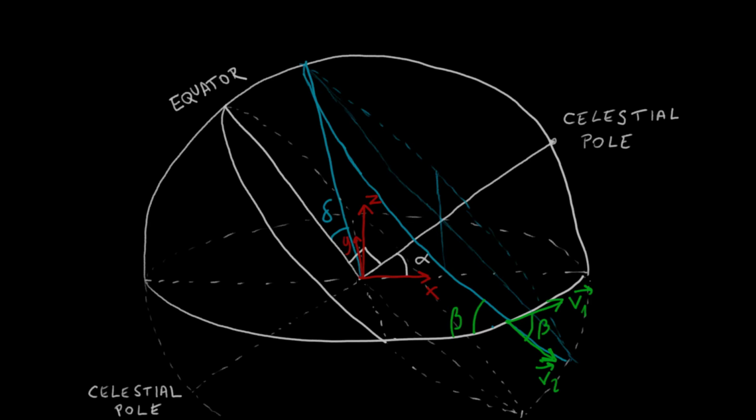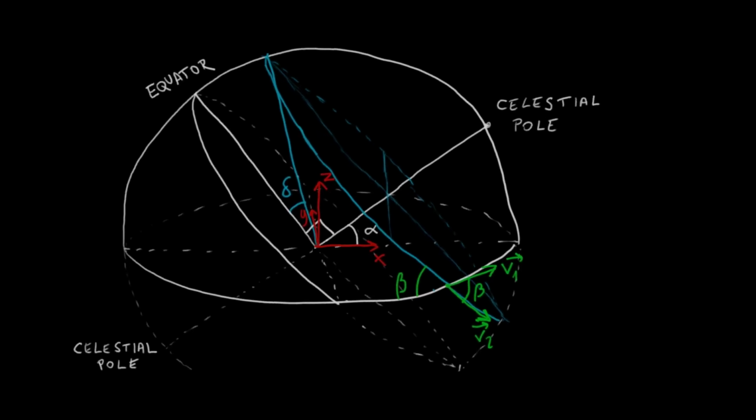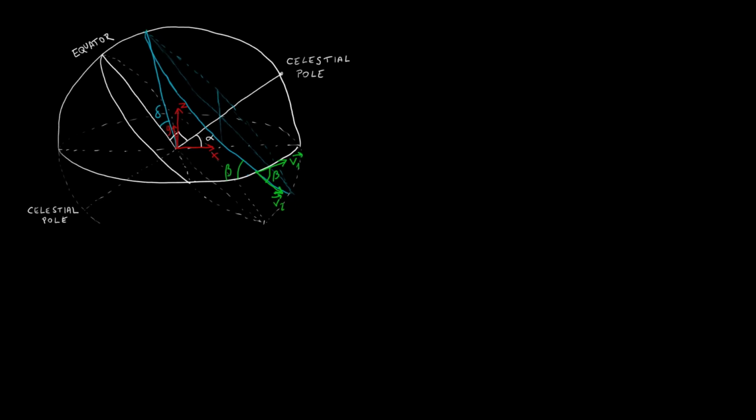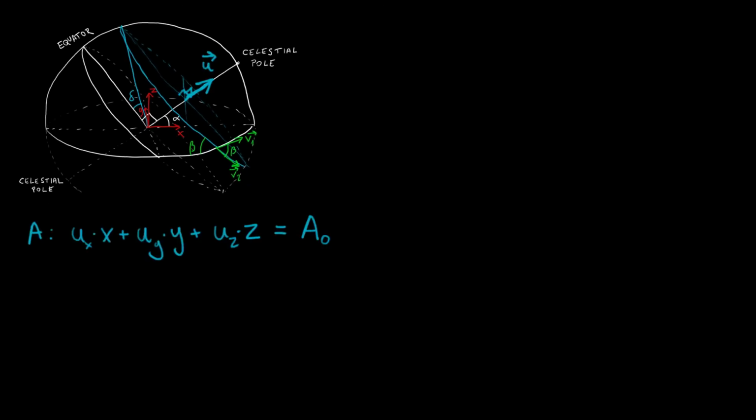Now, let's try to express the plane of the object's path in an equation. The general equation of a plane is constant times x plus constant times y plus constant times z equals constant, where the first three constants form a vector perpendicular to the plane. Here I labeled it u. And the last constant defines how much the plane is shifted from the origin along that vector.